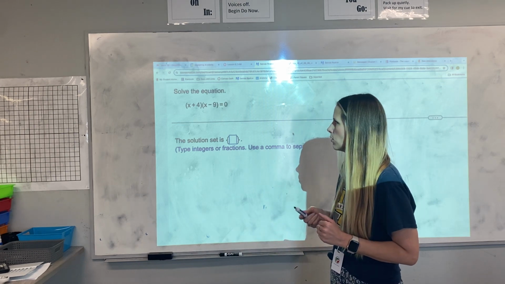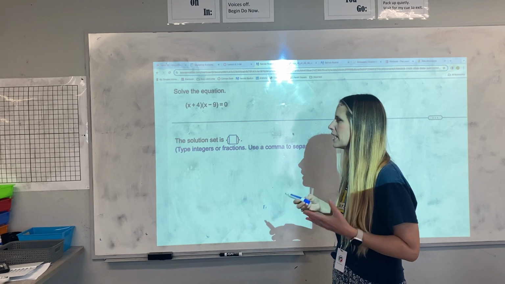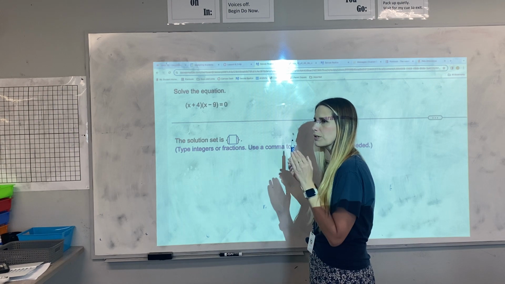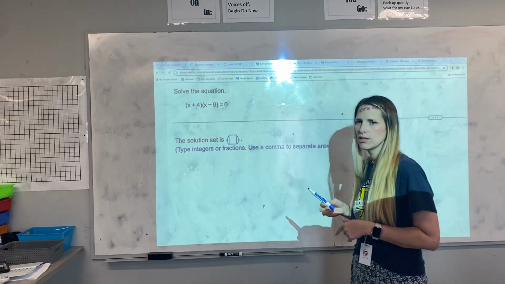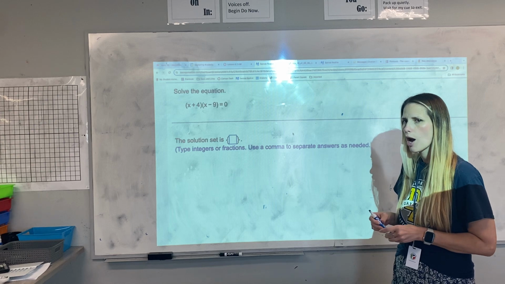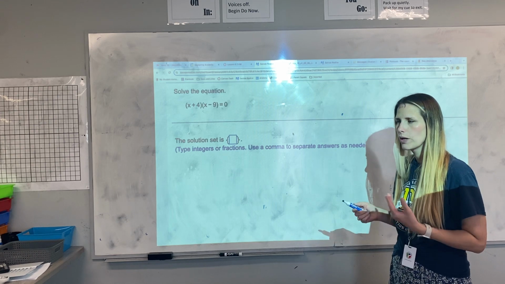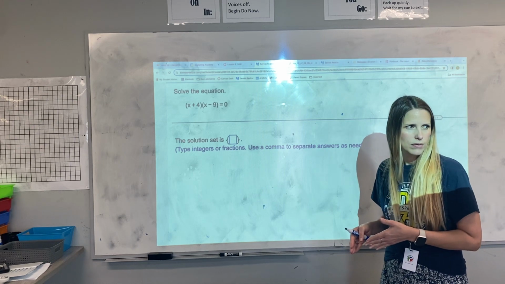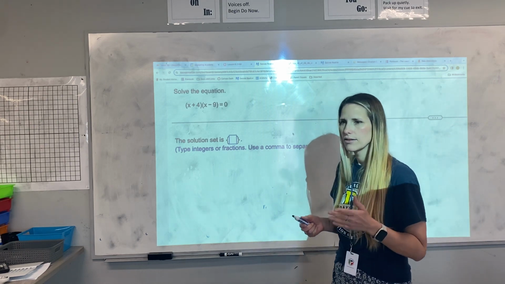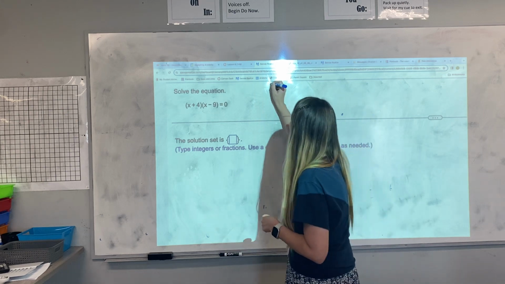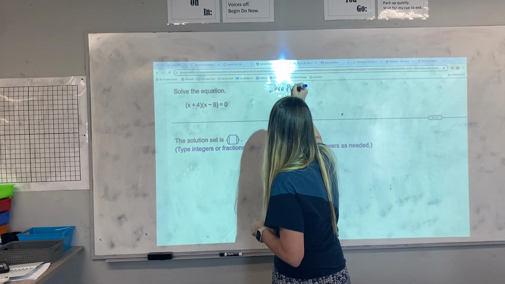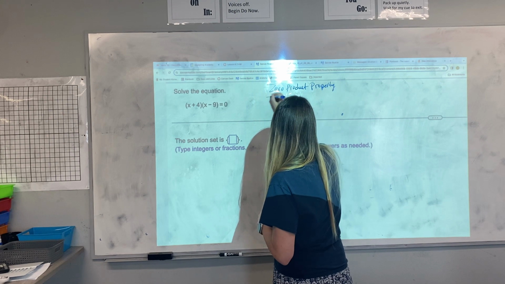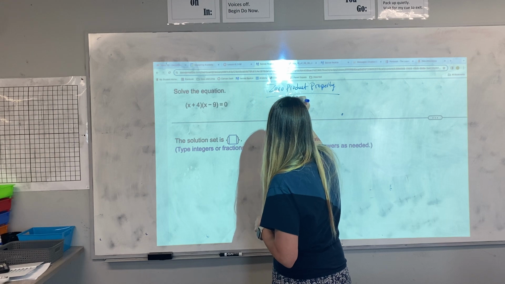Tell me why, or explain how the zero product property will be what helps us solve this. You can kind of explain what the zero product property is. What do I mean when I say zero product? Yes, very good. Zero product property means 0 is the product.